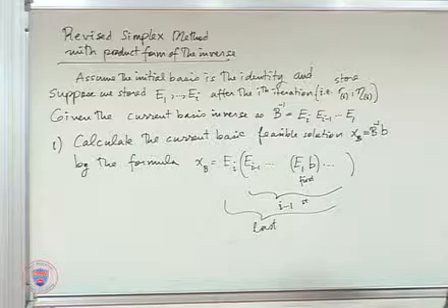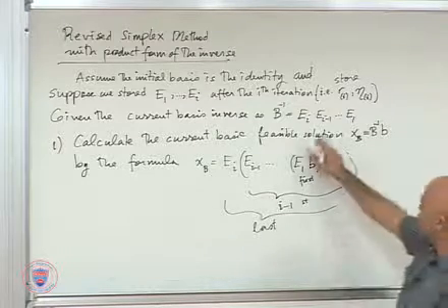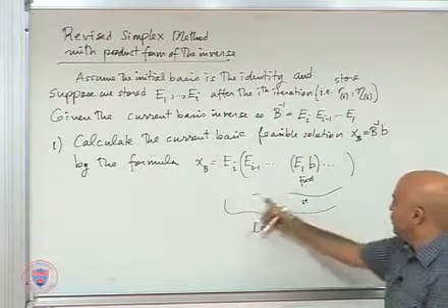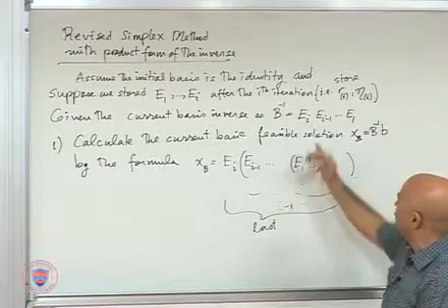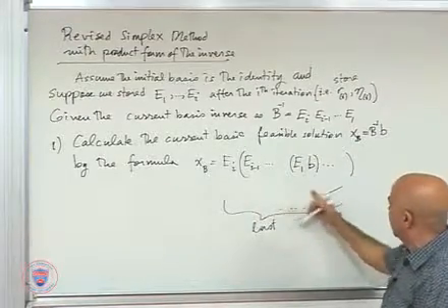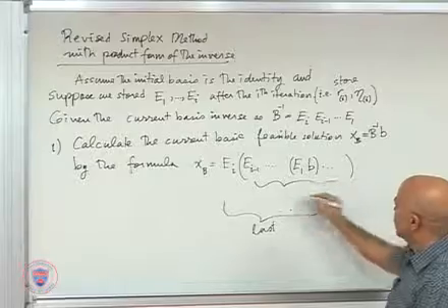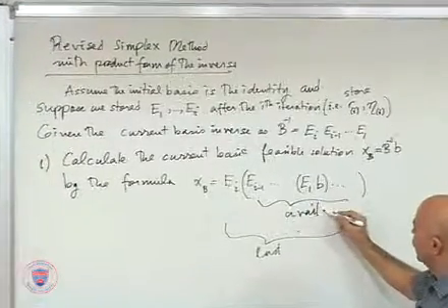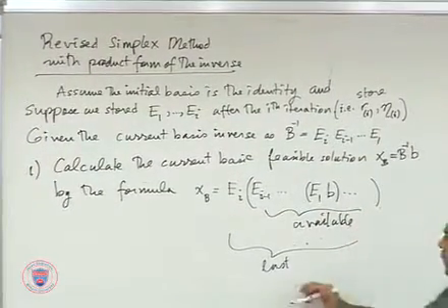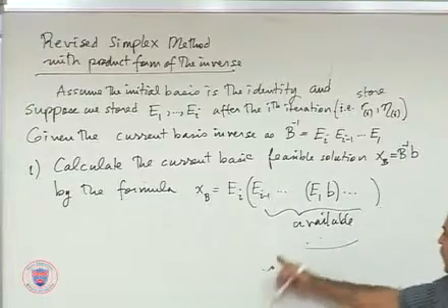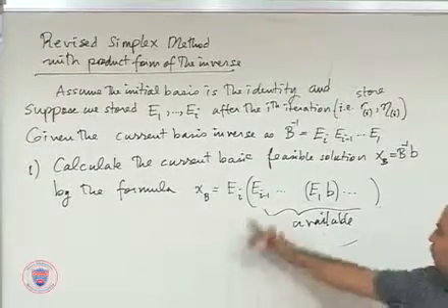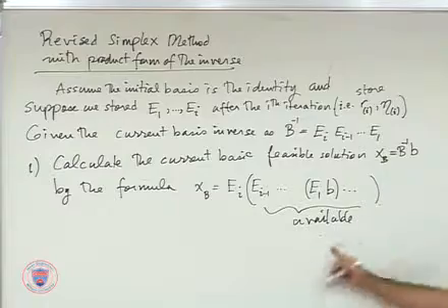Actually, this part is already available. No, let's change this, because I just noticed that this is already available. This is already available from the previous iteration. So you just multiply it with EI. That will give you the solution.